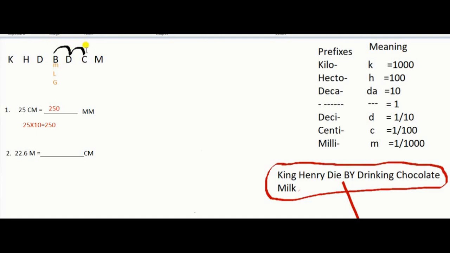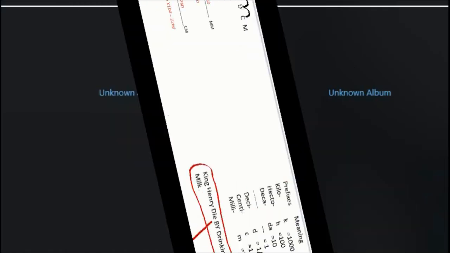It's 1, 2. So it's from B to D, D to C. So there's two movements. Therefore, we can multiply by 100. When we multiply by 100, we get 2,260 for our answer. Therefore, 22.6 meters equals 2,260 centimeters.